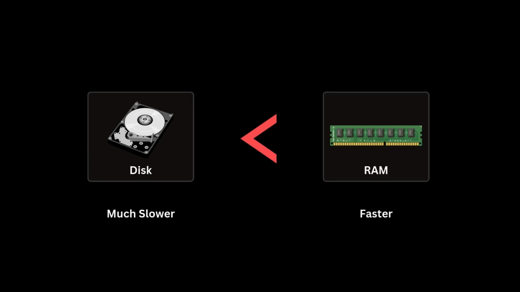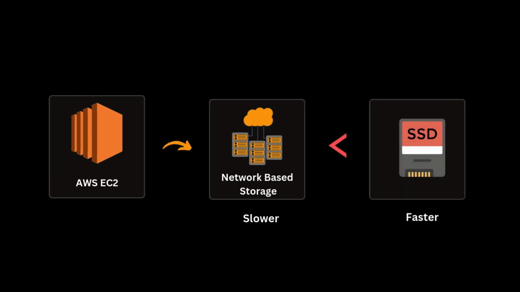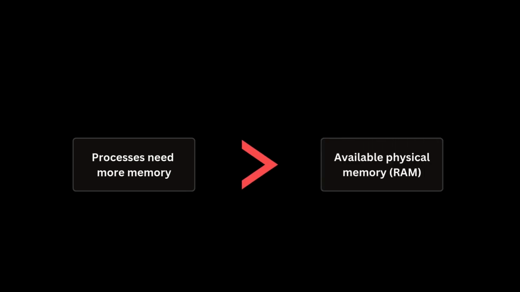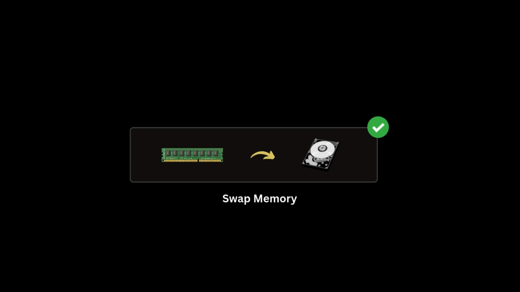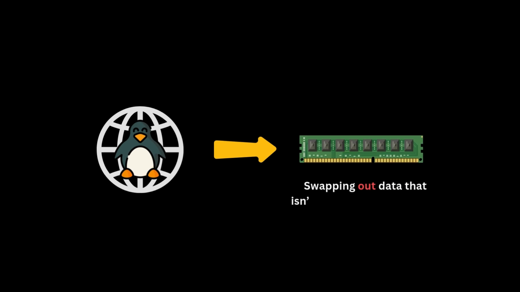Keep in mind that disk storage is much slower than physical memory. In AWS EC2, the storage is often network-based, which can be slower than modern SSDs. If your processes need more memory than your physical RAM can provide, enabling swap memory helps avoid system crashes. The Linux kernel manages memory efficiently, swapping out data that isn't being accessed as often.